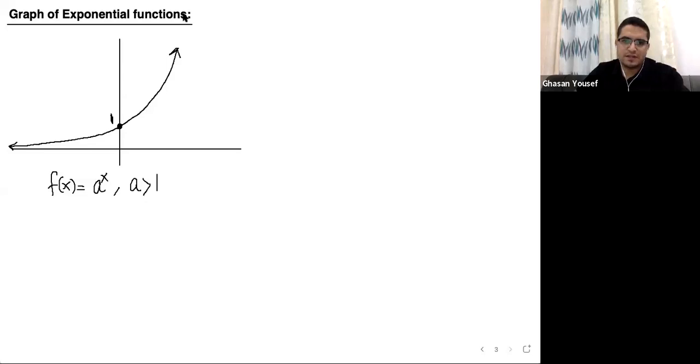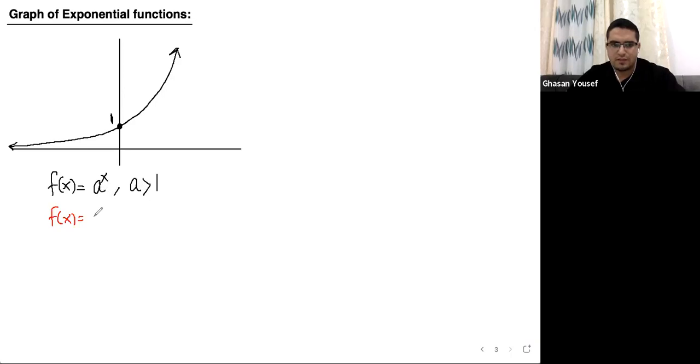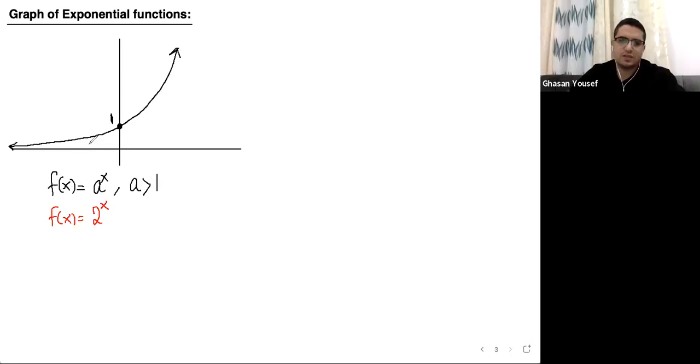For example, for this f of x, who will give me an example? Anyone can give an example? No, a is greater than 1. Okay, 2 to the power x. Yes. So this function always has a graph like this. Another example: f of x equals 5 to the power x, 10 to the power x, 1.1 to the power x. All of them have the same shape, the same graph like this.